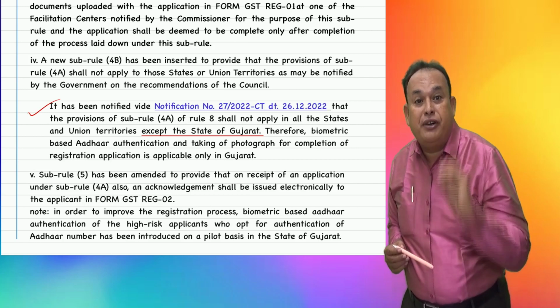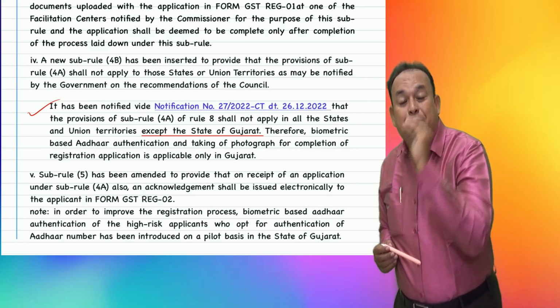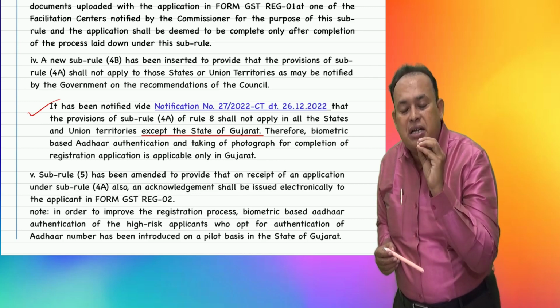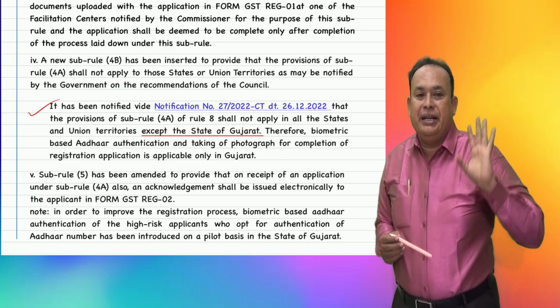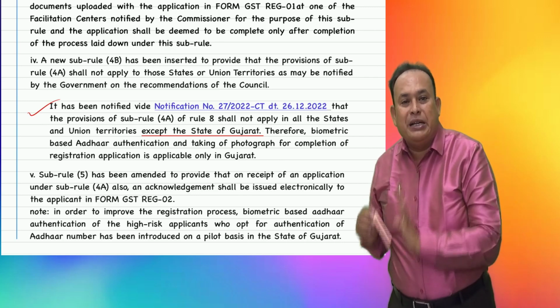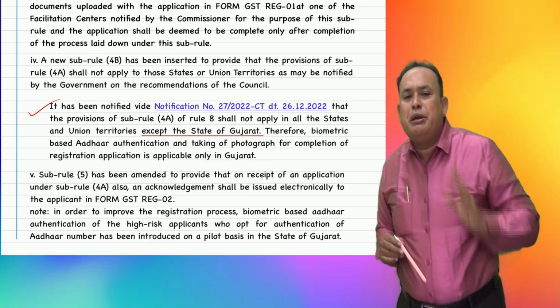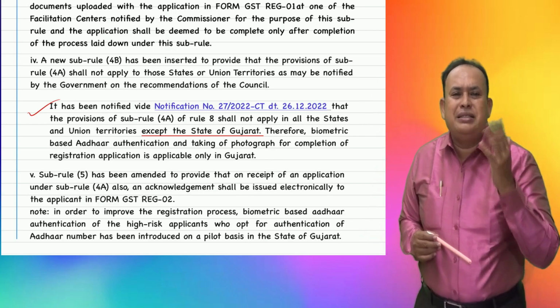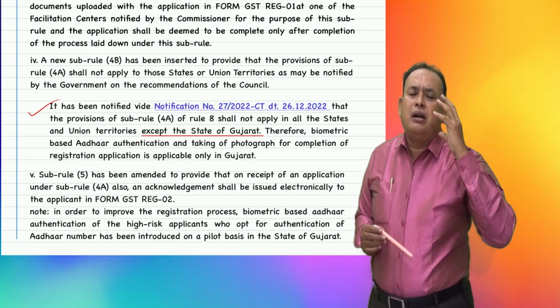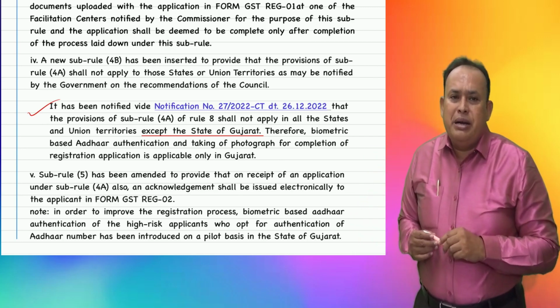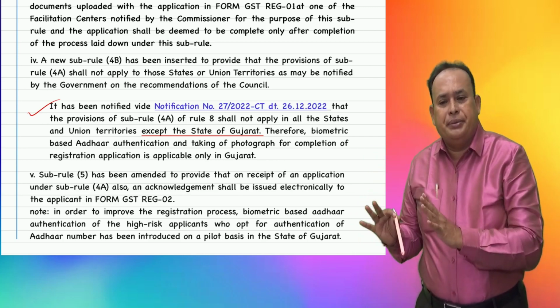The safeguard as referred to in rule 8 sub-rule 4A is implemented in the state of Gujarat only, as a pilot project. If successful, it will be implemented all over India. That is the idea behind the government in this regard.